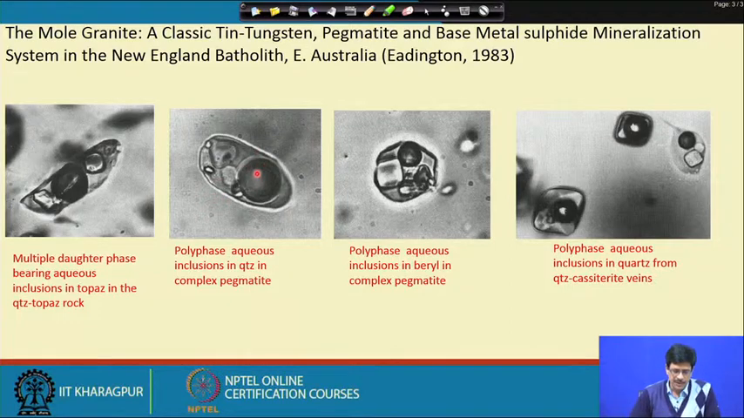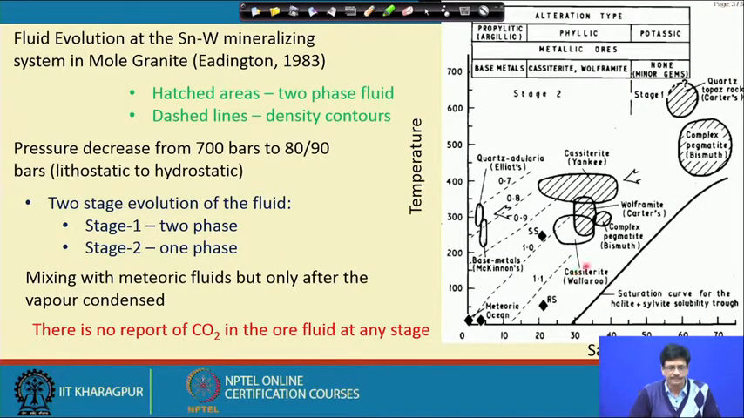These are the polyphase aqueous inclusions in quartz from the complex pegmatite. The polyphase aqueous inclusion in beryl, again with complex pegmatite, and these are the polyphase inclusions from the quartz-cassiterite veins, up to the stage that the fluid is maintaining its high salinity condition. The composite diagram which I just showed is taken from here only. So, this represents a temperature of the order of 600 or more.